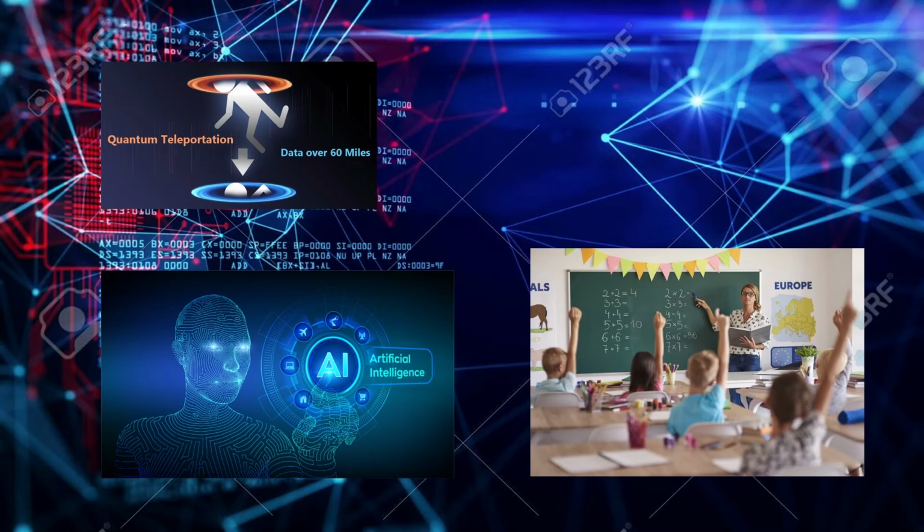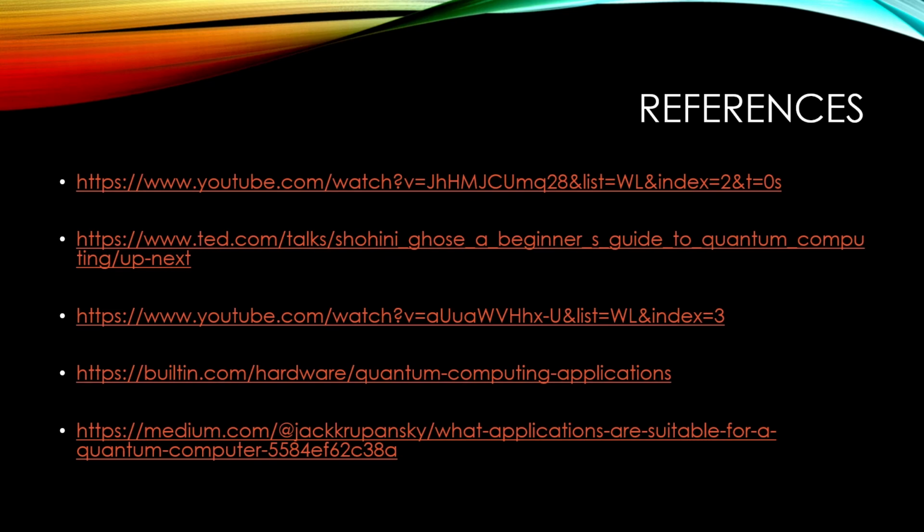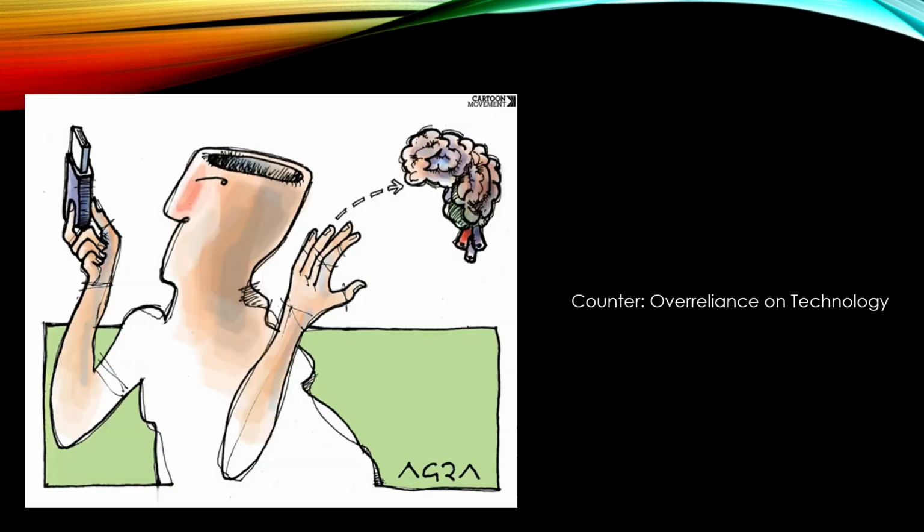Now, with quantum computing potentially becoming mainstream, I feel that it will greatly impact the way we teach kids, because now we have more advanced forms of technology that they will get accustomed to at such an early age. So, the counter argument is that this will potentially lead into an over-reliance on technology for kids.